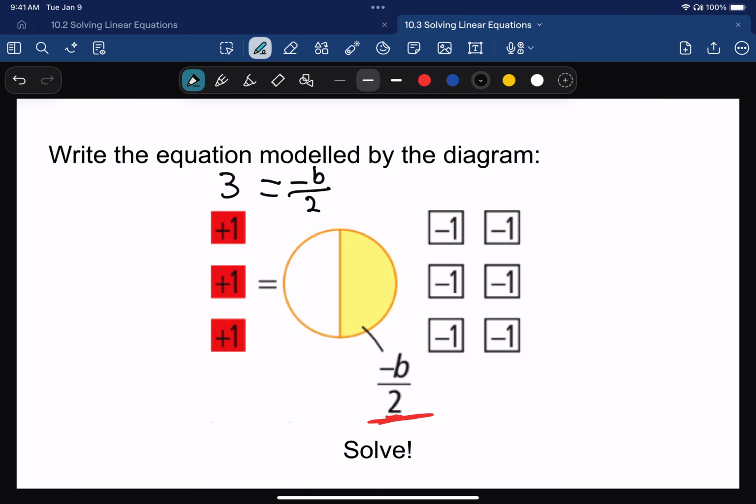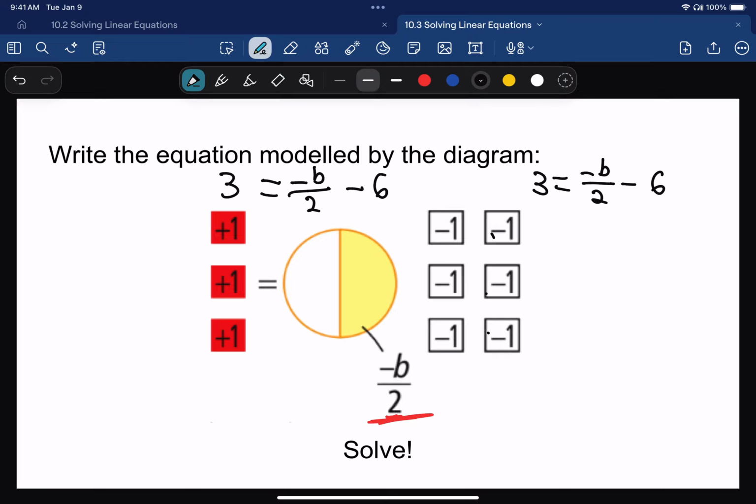Very nice and easy. Okay, and then over here we have negative 1, 2, 3, 4, 5, 6, so minus 6. So there is our equation. So 3 equals negative b divided by 2 minus 6. Okay, so we can see that this is how this works.